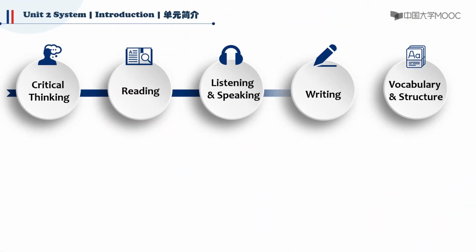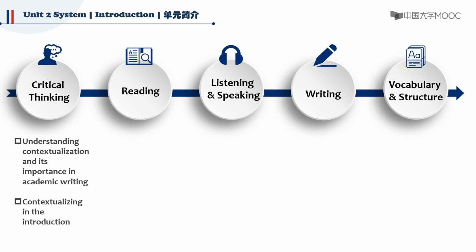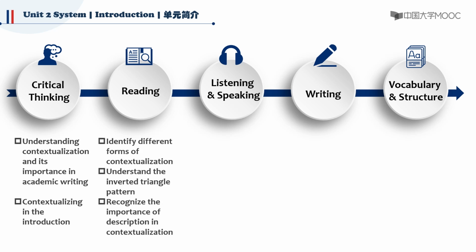Given the importance of context in academic writing, this unit will introduce the skill of contextualizing through 5 learning modules: critical thinking, reading, listening and speaking, writing, vocabulary, and structure. In the critical thinking module, we're going to understand what contextualization is, how important it is, and where it is located in an academic paper. In the reading module, we're going to identify different forms of contextualization, get familiar with the inverted triangle pattern, and recognize the importance of description in contextualization.